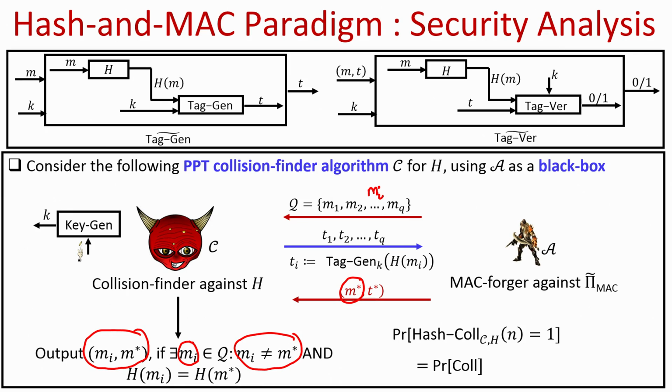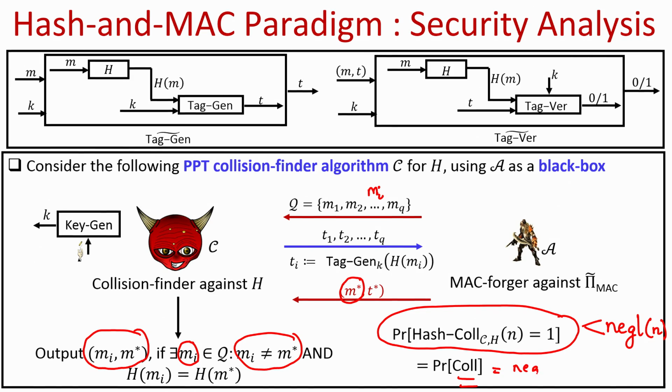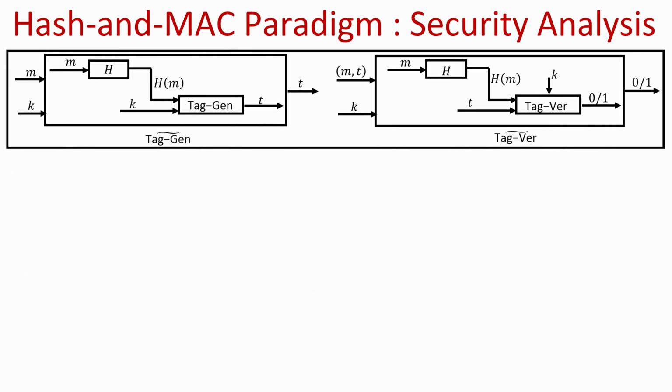And the event that mi is different from m star, but their hash values are the same, is nothing but the event collision. So, since I am assuming that my underlying hash function is a collision resistant hash function, then as per the definition of a collision resistant hash function, this probability should be some negligible function of the security parameter. And since that probability is the same as the probability of the event collision happening, that means the event collision also happens with some negligible probability. So, that establishes the first fact that we wanted to establish.